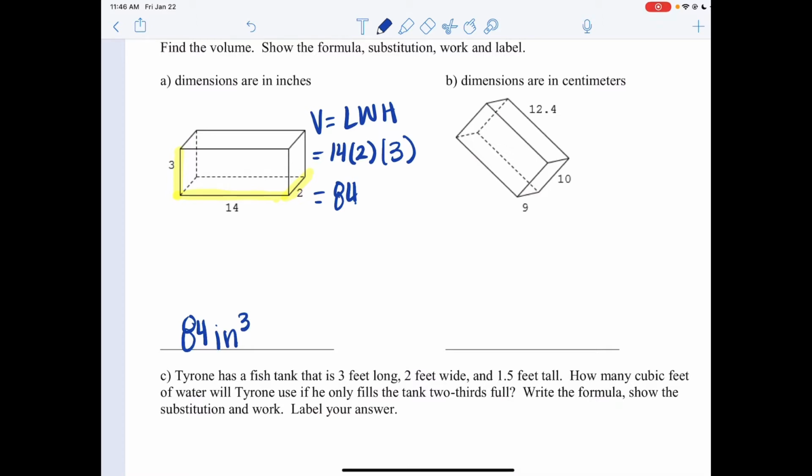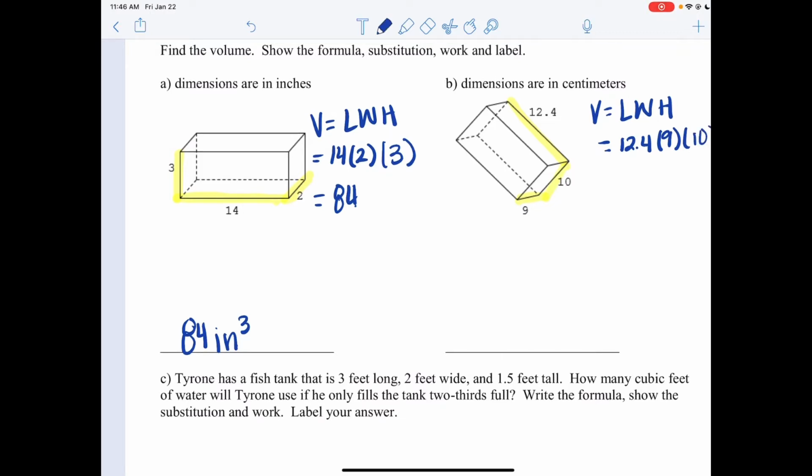Now looking at my example B, I'm still using the same formula, length times width times height. Now this is tilted at an angle. That's perfectly fine. You're still looking at the same measurements, and honestly, it doesn't matter where you plug in your numbers because they're all being multiplied. Nothing's going to change. So my length is 12.4 times my width, which is 9, and my height, which is 10.